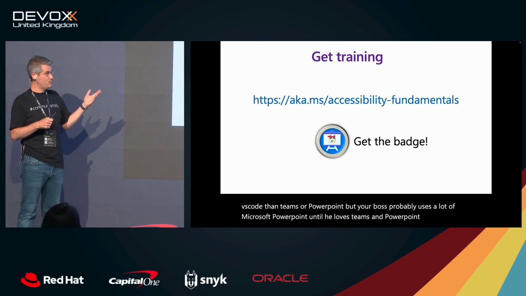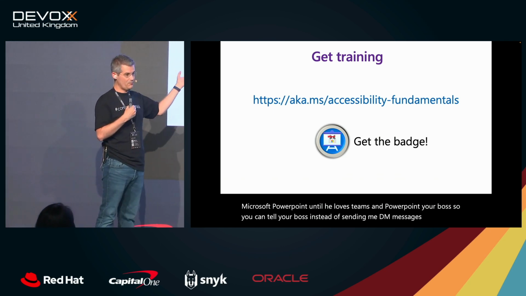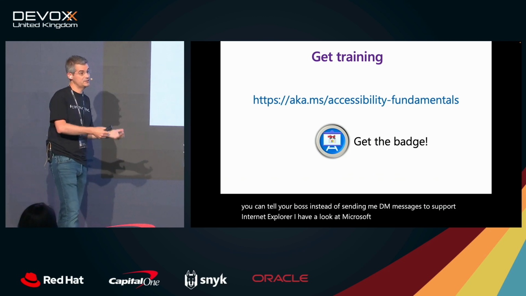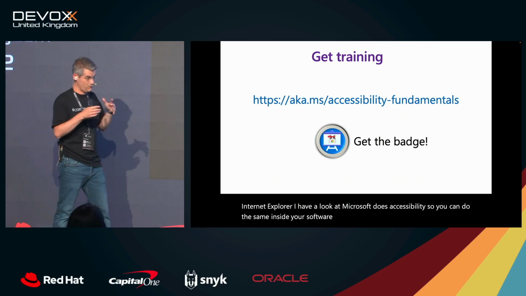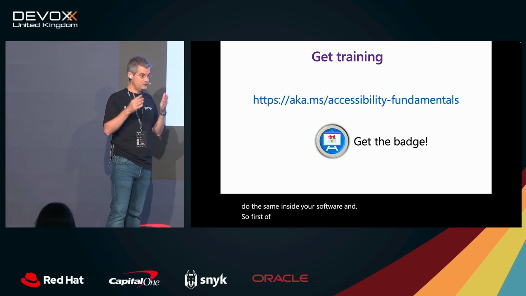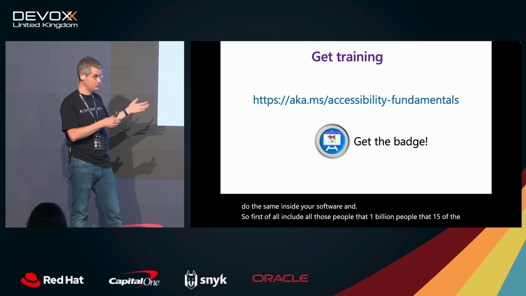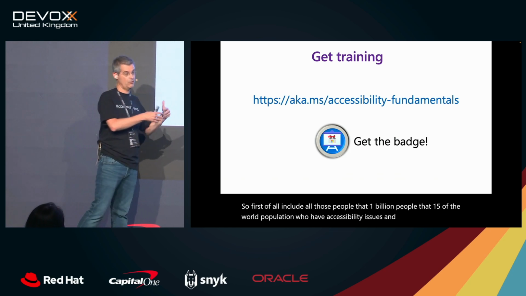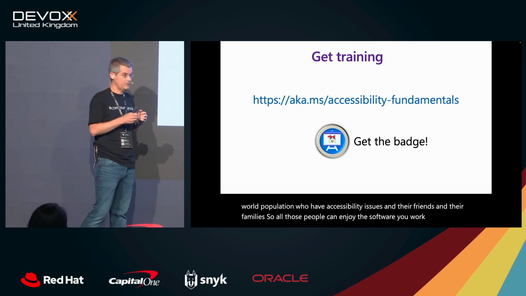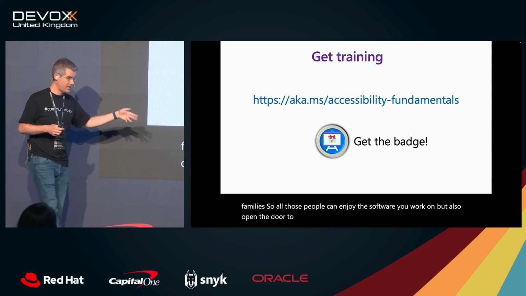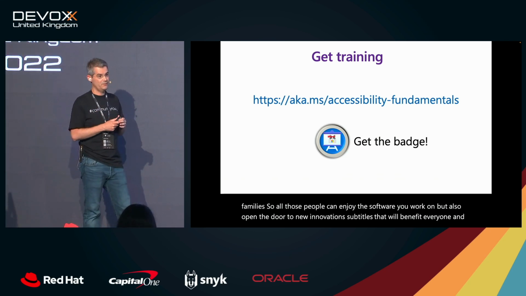And so you can tell your boss, instead of sending me DM messages to support Internet Explorer, have a look at how Microsoft does accessibility, so you can do it the same inside your software. And so first of all, include all of those people, that 1 billion people, that 15% of the world population who have accessibility issues, and their friends and their families, so all those people can enjoy the software you work on, but also open the door to new innovations like subtitles, and that will benefit everyone. And hopefully your software will be more successful that way.